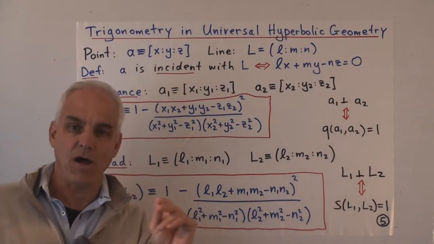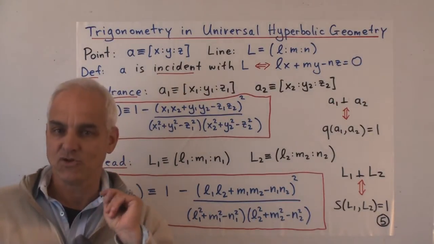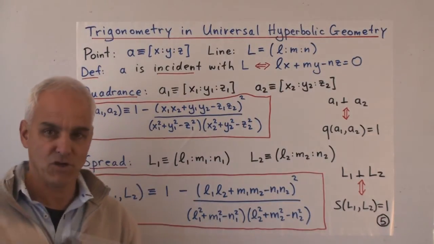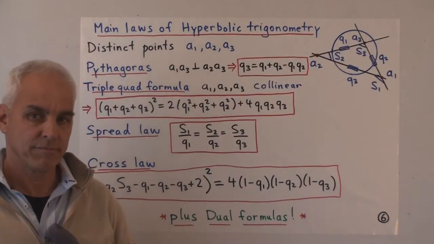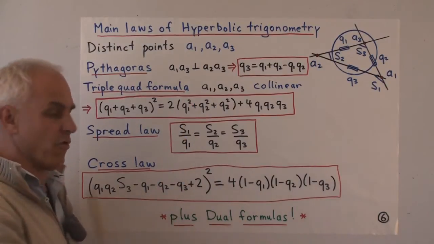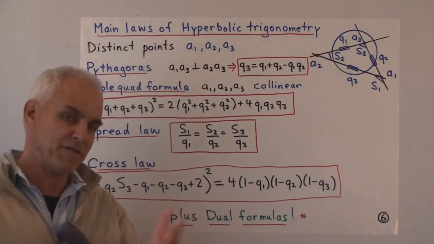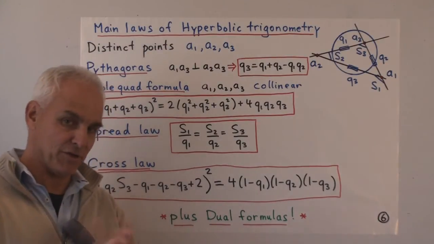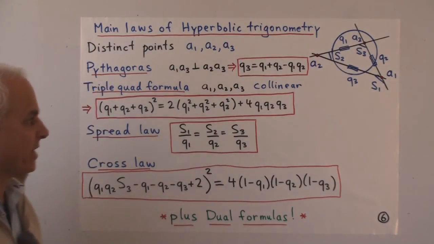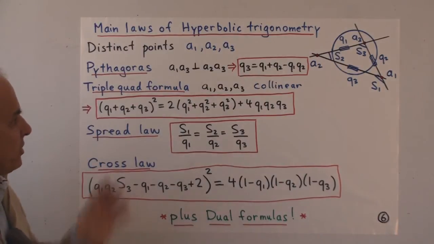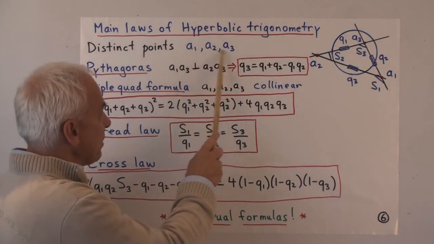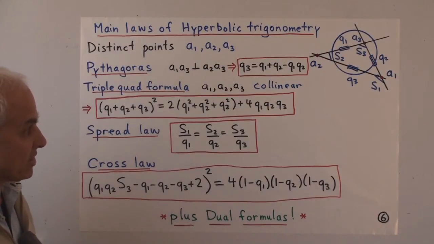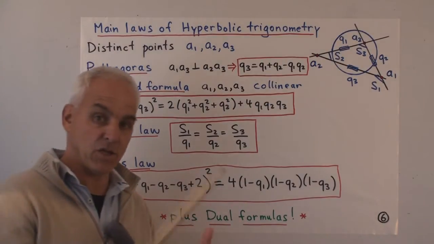Now what are the main laws? What do the laws of trigonometry look like in this hyperbolic setting with these definitions? So here are the main laws. There are 4 of them. Not 5 as in the previous case, there's 4 of them. But in some sense you have to multiply the 4 by 2 because there's kind of dual formulas for each of these. But let's just stick with the first 4. So our notation is we start with 3 distinct points, A1, A2, and A3. And our notation for quadrances and spreads follows the same pattern as in the Euclidean case.